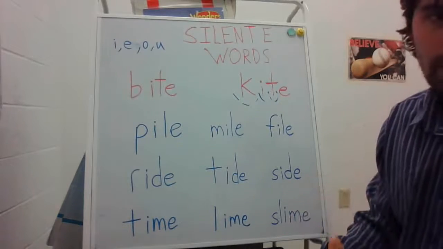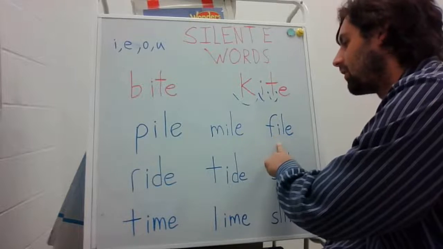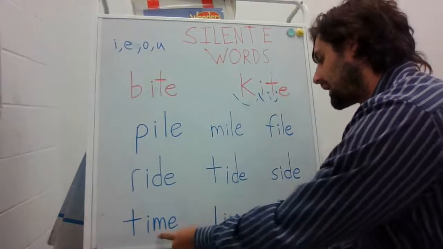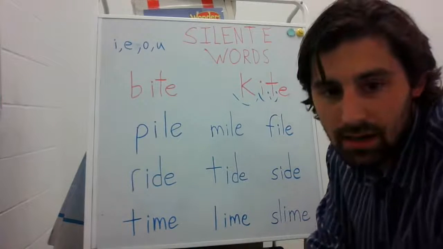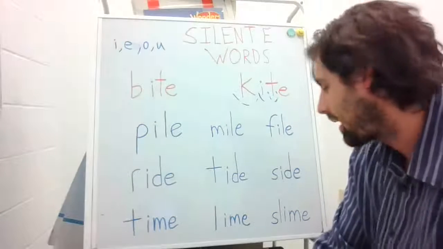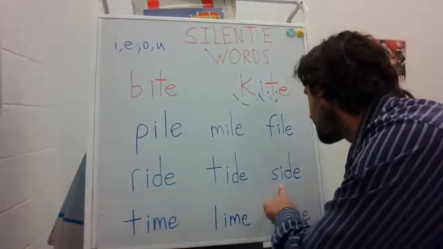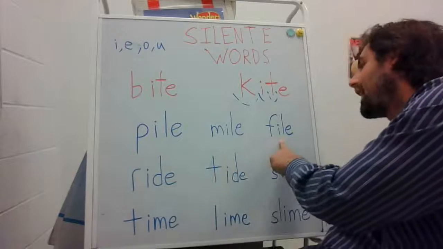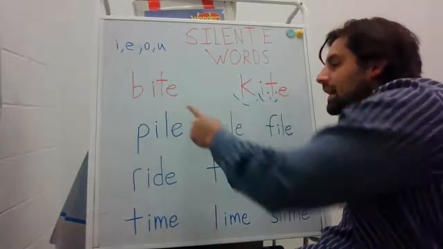Now I'm going to read the rest of these silent E words. Pile, mile, file, ride, tide, side. Time, lime, slime. All right. Now I'm going to start from the bottom and go to the top. Ready? Slime, lime, time, side, tide, ride, file, mile, pile, kite, bite.